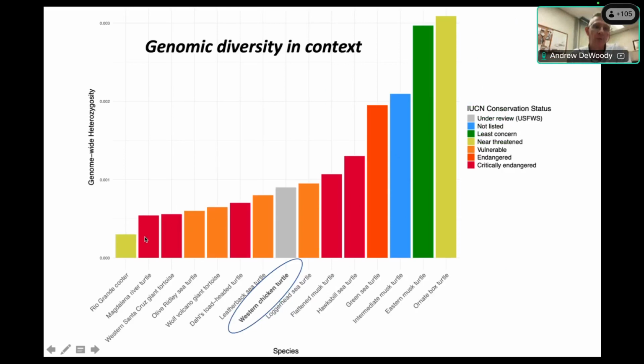But when you look closely at how these species are categorized by IUCN on their red list, the species that are in red or orange here are those that are most dramatically at risk. And the chicken turtle seems to have genetic diversity levels that are more similar to them than some of the more common species like eastern musk turtle or ornate box turtle.